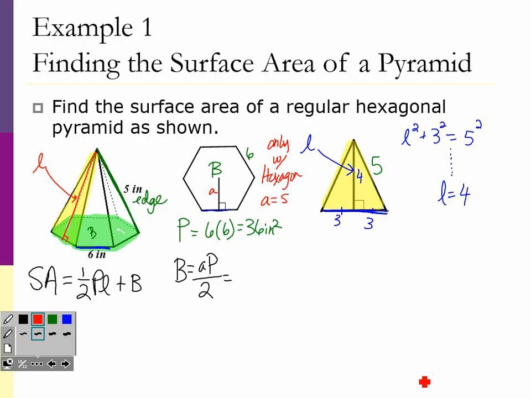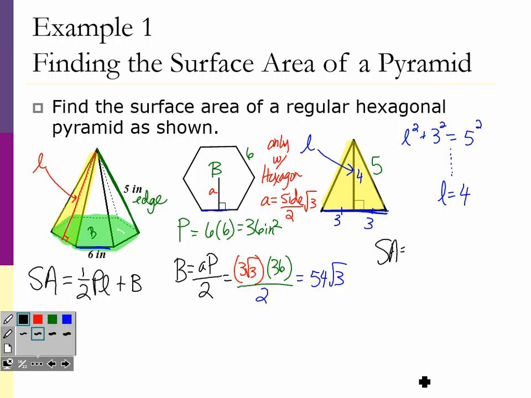The A is whatever the side is in the hexagon divided by 2 times the square root of 3. So since my side is 6, I'm going to take half of that. So that's going to give me 3 square root of 3. That's my apothem. My perimeter I've already calculated. That was my 36. And then we're dividing by 2. So I'm just going to simplify 3 square root of 3 times 36 divided by 2. And I get 54 square root of 3. So that's my B.